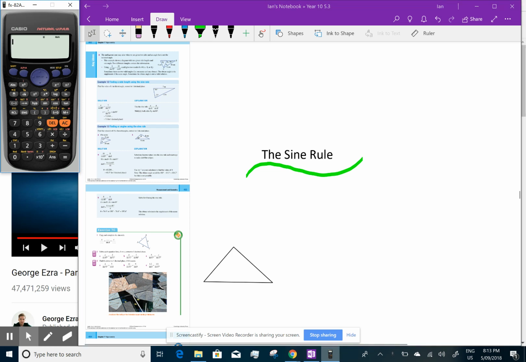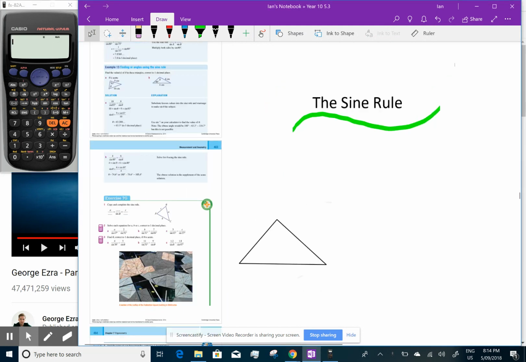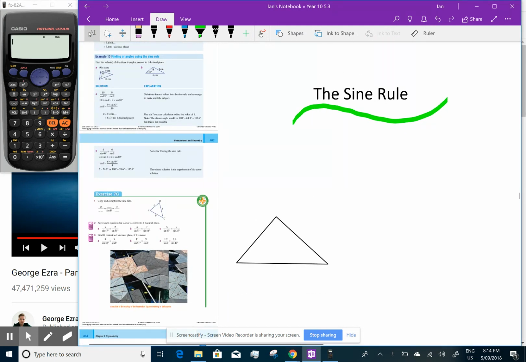Righto, year 10, I'm going to go through the sine rule now. I did it in class yesterday, but a couple of people were away, so let's have a look at it. Now, up until now, you've been under the impression that all trigonometry only works in right-angled triangles. And this is true to a certain aspect.